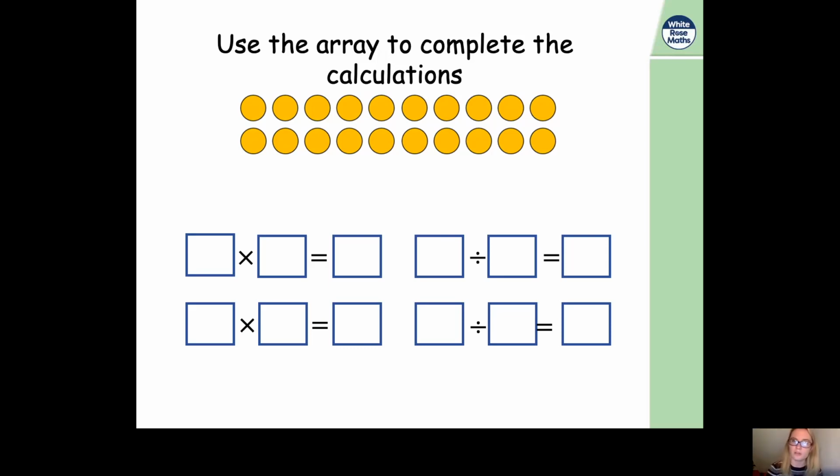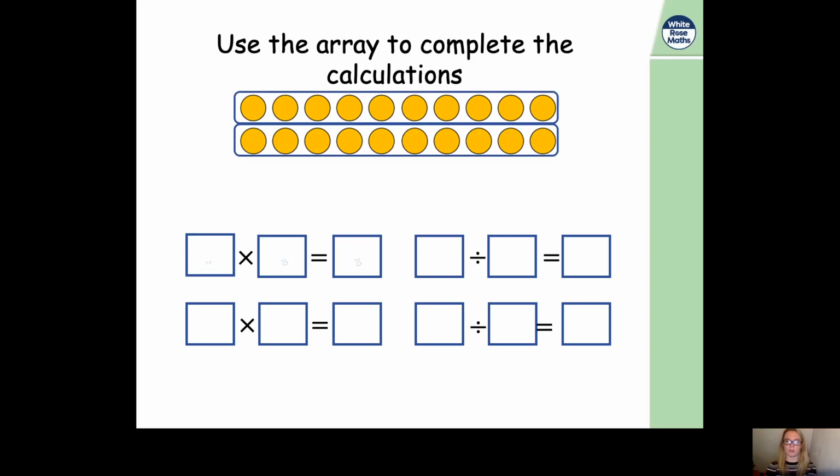How many rows have we got? Yes, we've got 2 rows and there are 10 counters in each row. So therefore I can write 2 multiplied by 10 because there are 2 rows and there are 10 counters in each, which gives us the answer 20.